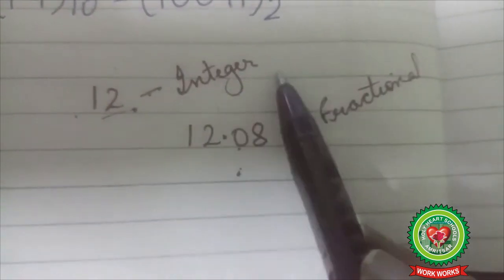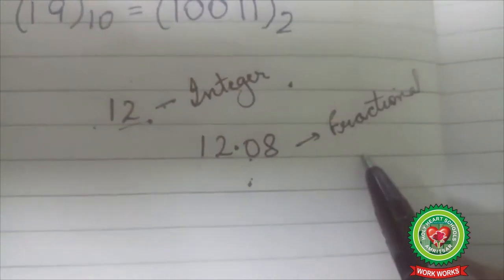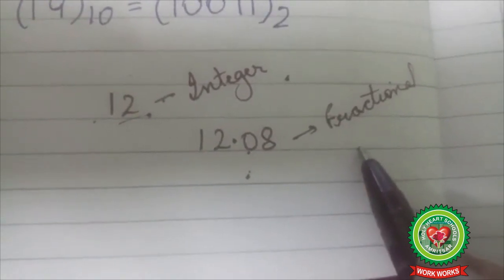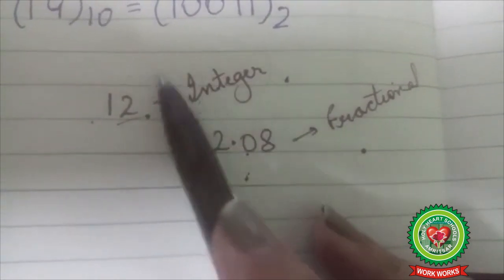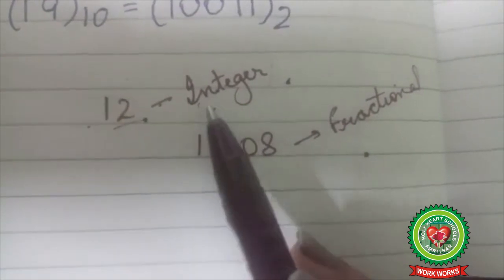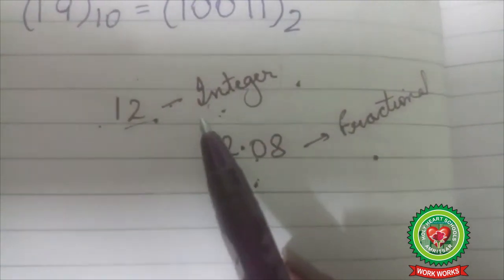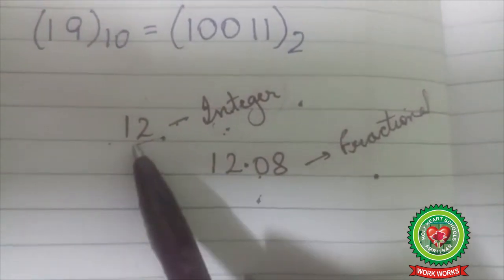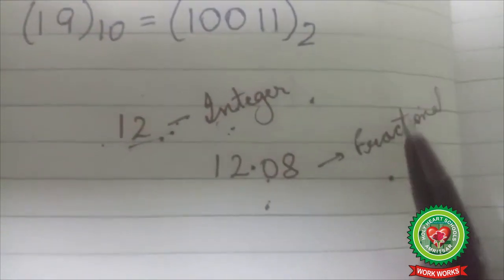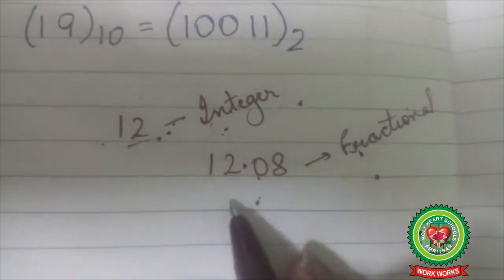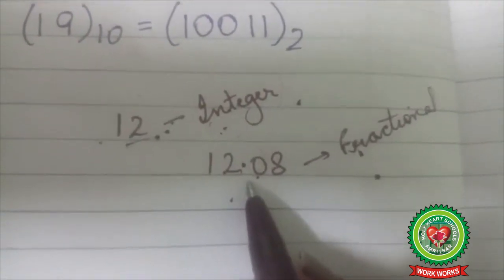In each type of conversion, you will learn two further types of conversions. First, an integer number conversion. Two, a fractional number conversion. You all know what an integer is: a number having a positive, negative or a zero value, for example 12. And a fractional number is a number with a decimal point.